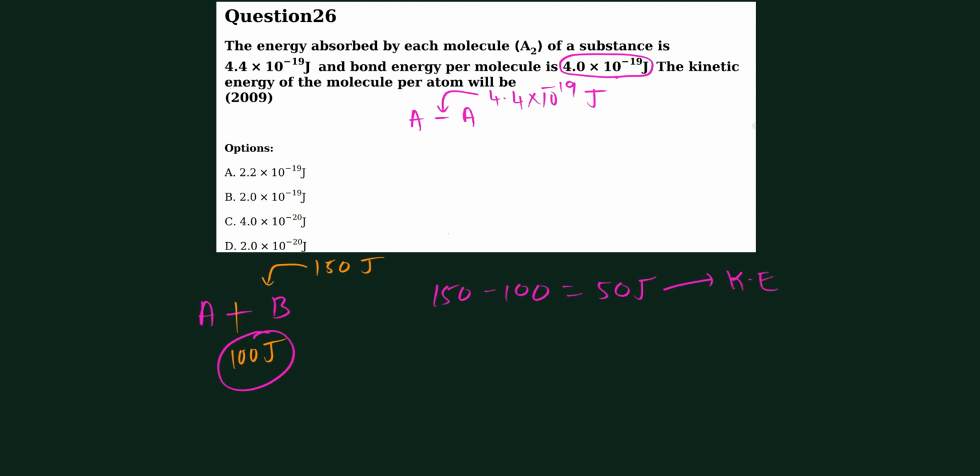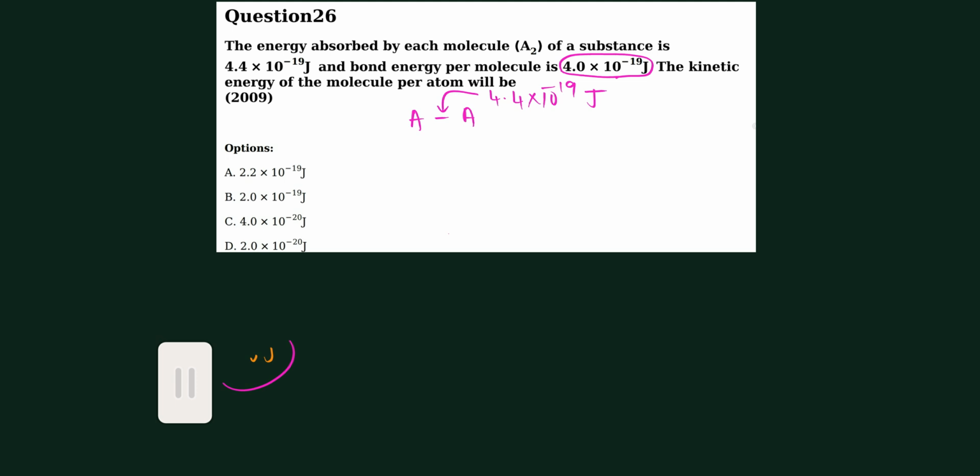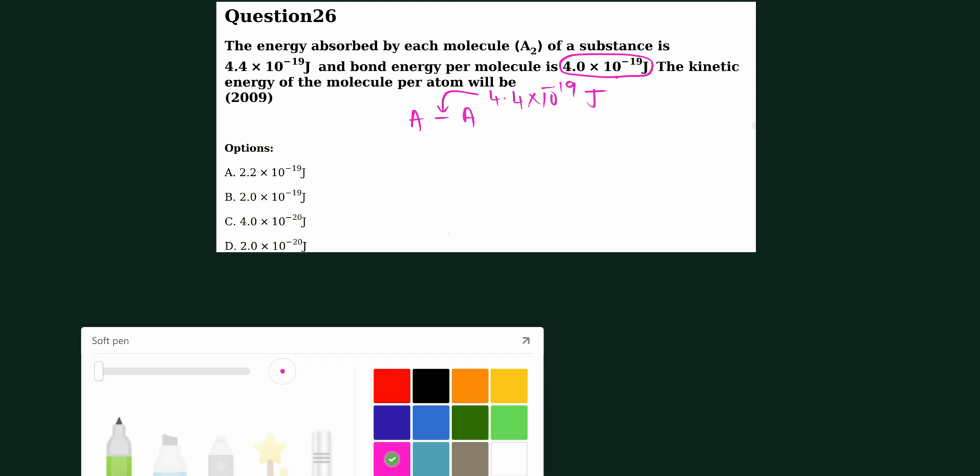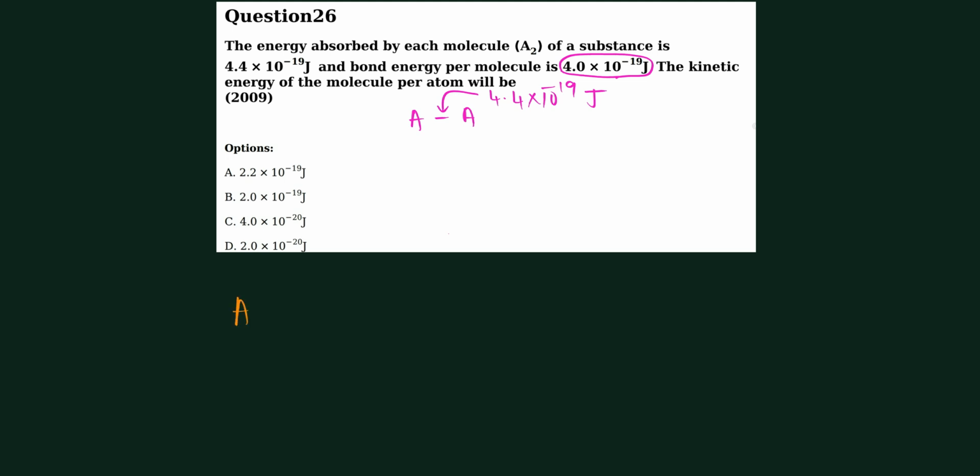Similarly, here also you have to do the same thing. To break this bond, we require only 4 into 10 to the power of minus 19 joules. But you are giving 4.4 into 10 to the power of minus 19 joules to break this bond. But we required only this much energy. 4 is there, here 4.4 is there. How much excess energy are you giving? 0.4.